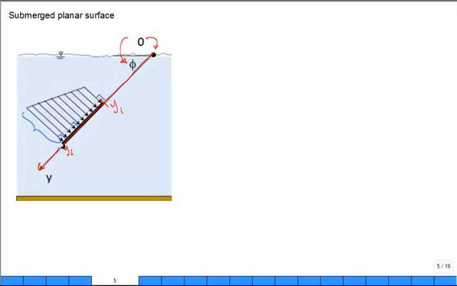Can you tell me what is the pressure at 1? Would it be rho g, the depth at 1, h1? Yeah. And if that's h1, then I can replace it by rho g. h1 is going to be y1, the hypotenuse of a right triangle.